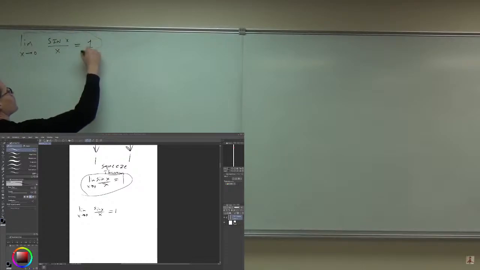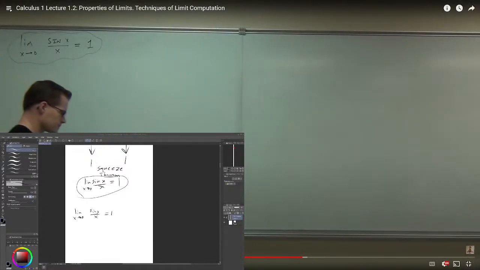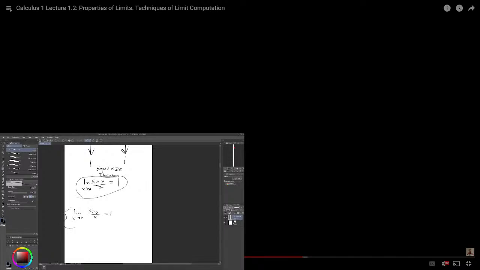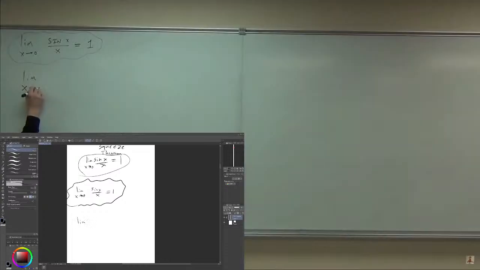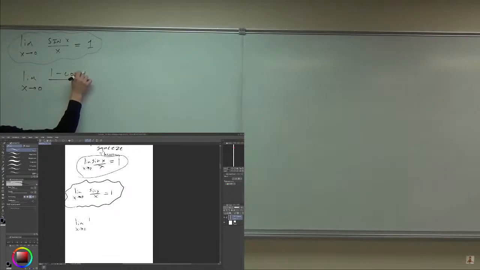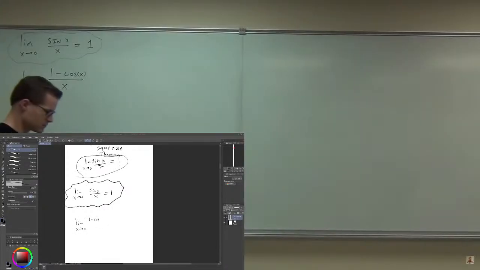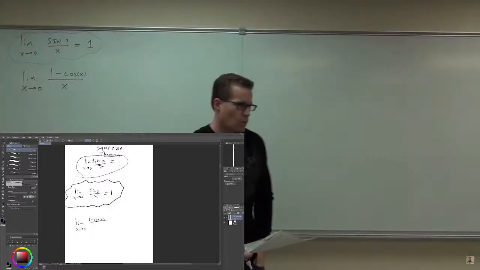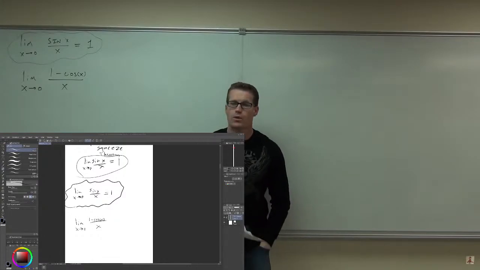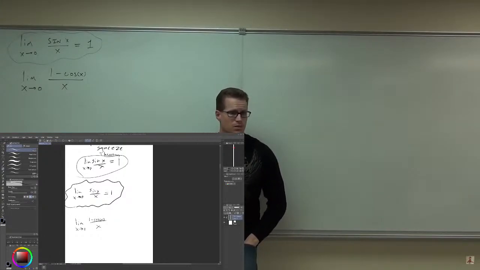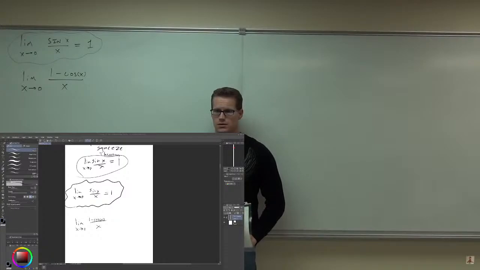So, number one thing. Can we find the limit as x approaches 0 of one minus cosine x over x? Well, let me ask you the question. Can you just plug in the 0? If you do plug in the 0, what do you get?